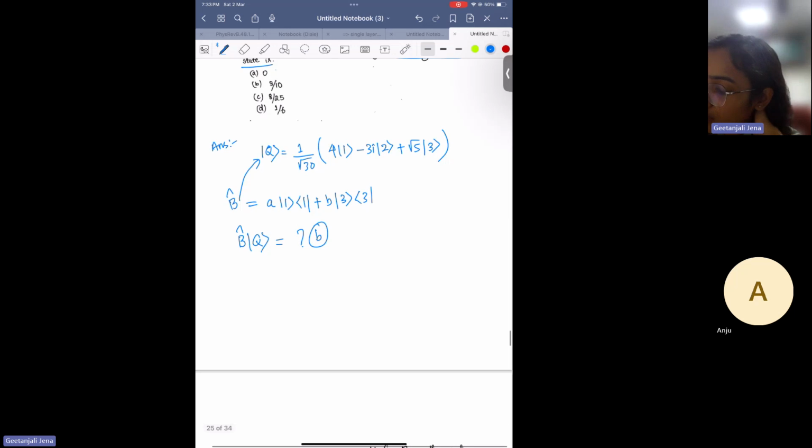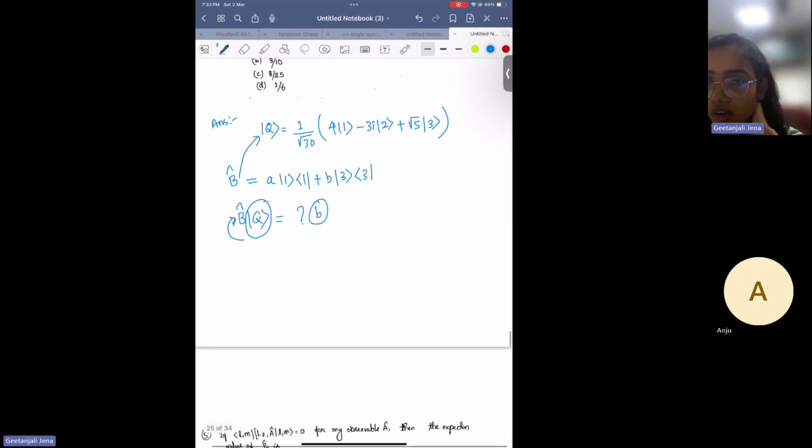So as I told you, what you have to do is first express this state in terms of the eigenvalues and eigenkets of B, the operator that is acting on it. And this is already given. You don't have to find it out. Already in the question it is given. I am telling you because if there is a situation where it was not given, then you have to be careful. For this case, it is given.